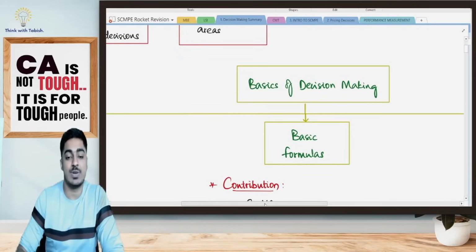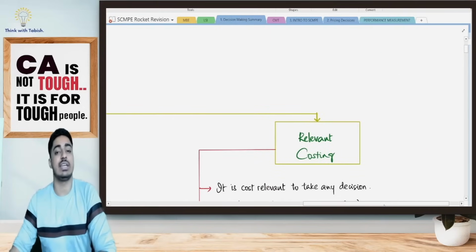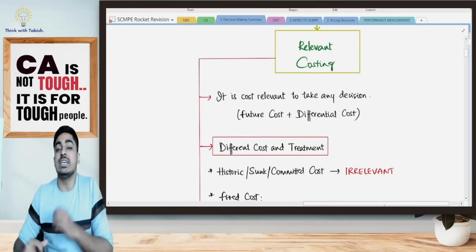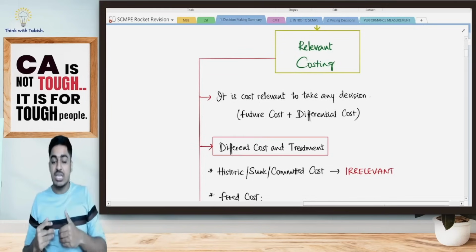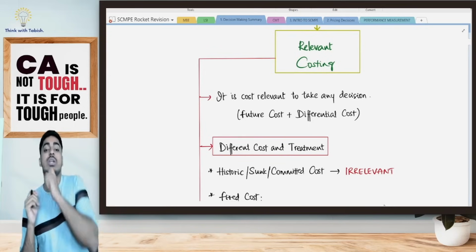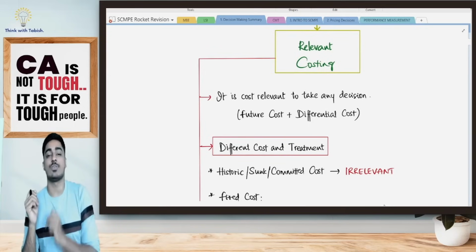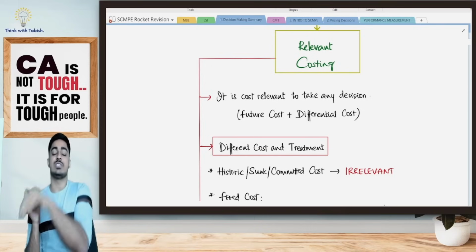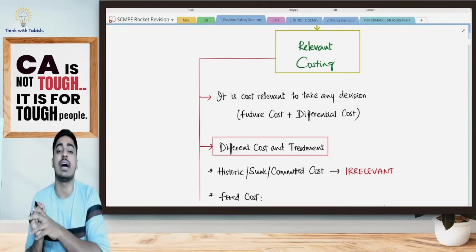Then we have concept 1C, which is my relevant costing technique. Very important, students. What is a relevant cost? It is the cost which is relevant to take the decision. That is, that cost is incurred only if I am taking the decision. Two conditions for a cost to be relevant cost. It should be a future cost and it should be a differential cost. That is, the cost is different in different alternatives.